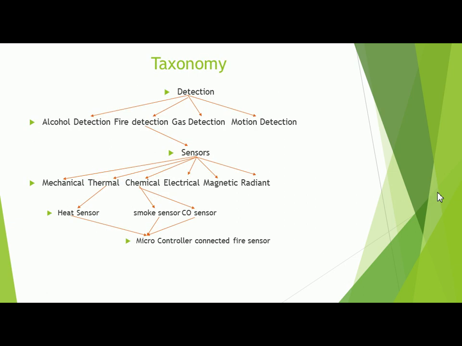Taxonomy. There are different types of detection in general. In order to detect fire, I'm using sensors. Under the sensors, I'm using thermal energy and chemical energy. Under thermal, we use heat and smoke. So I'm combining all the sensors to form an intelligent fire sensor.